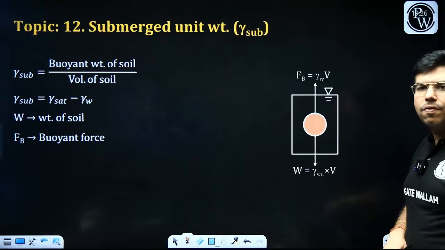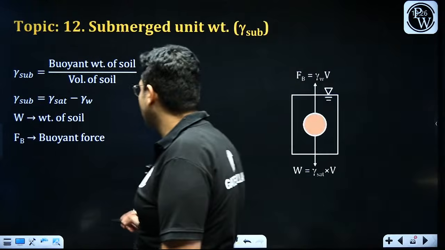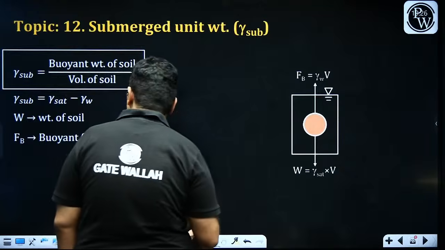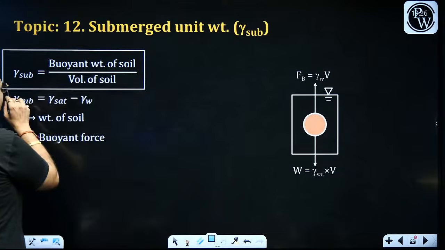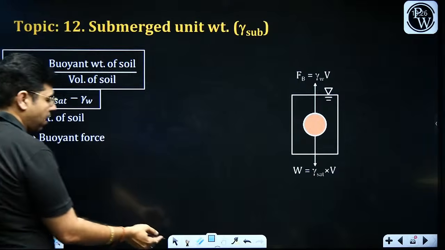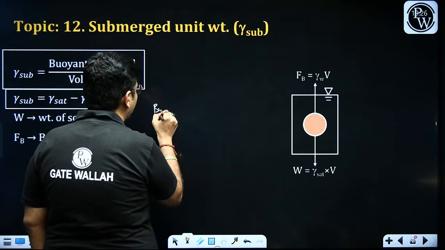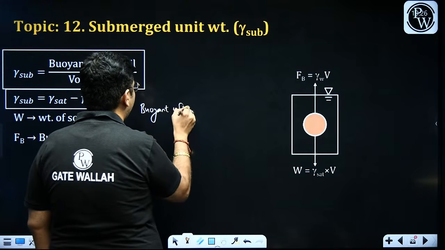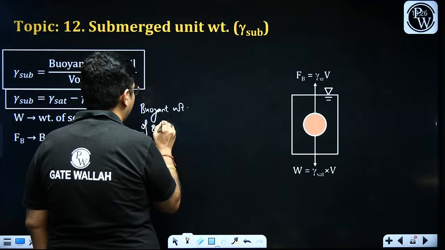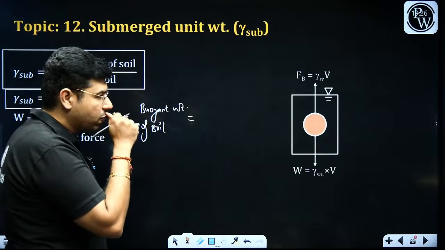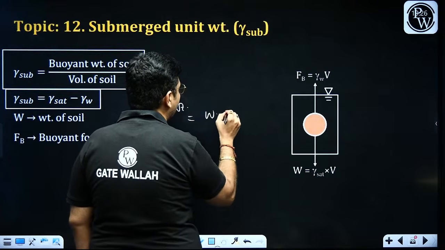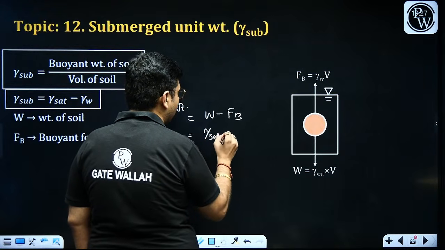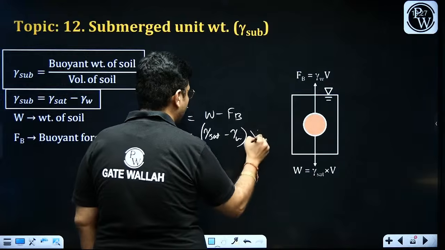Then we have submerged unit weight, that is buoyant weight of soil divided by volume of soil. This is gamma sub. Okay. The gamma submerged is equal to gamma sat minus gamma w. That I can prove also. Buoyant weight of soil, how will you calculate? Buoyant weight of soil is equal to the total weight of soil minus buoyant force, that is, gamma sat minus gamma w into total volume of soil.